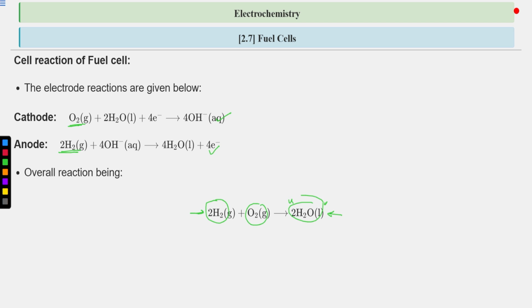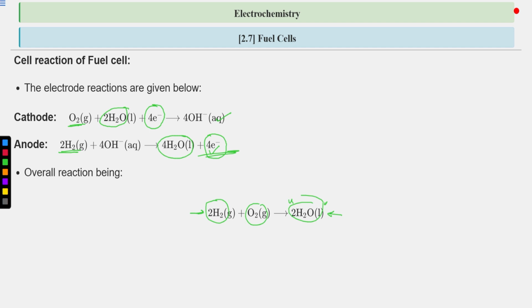To derive this overall cell reaction, we add the cathode and the anode reactions. The water molecule is here, 2 water molecules, and here we have 4 water molecules. When you add them, the 2 water molecules cancel out and 2 remain. Similarly, the 4 electrons are present on both the left-hand side and the right-hand side of the arrow, so they also cancel out, because you have added the 4 electrons and you are getting the 4 electrons, so they are not included in the overall cell reaction.